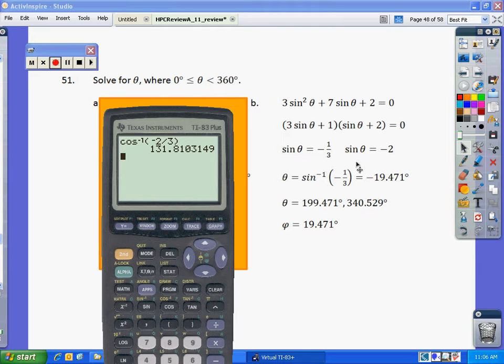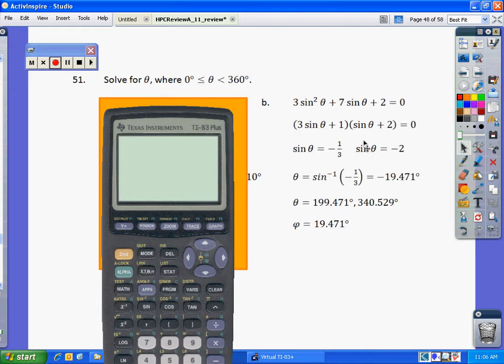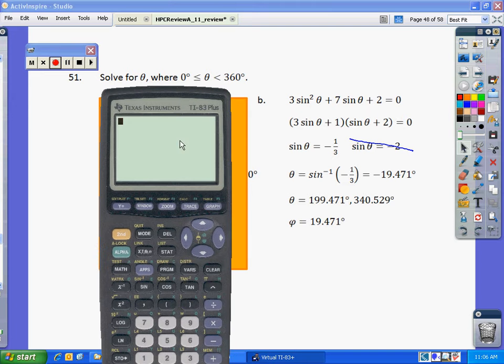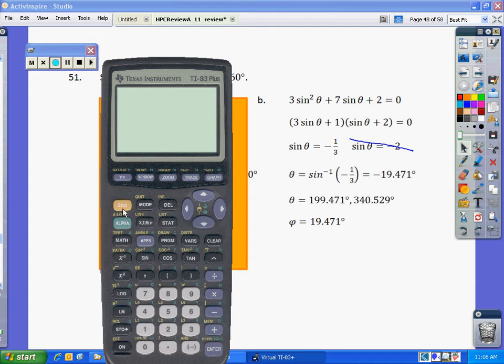Remember, sine has to be between negative 1 and 1. So this is not a possibility. Okay? So therefore I just have to find theta where sine of theta equals negative 1/3. So pull out your calculator. Second sine, negative 1/3. Hit enter. The calculator gives me negative 19.471 degrees.